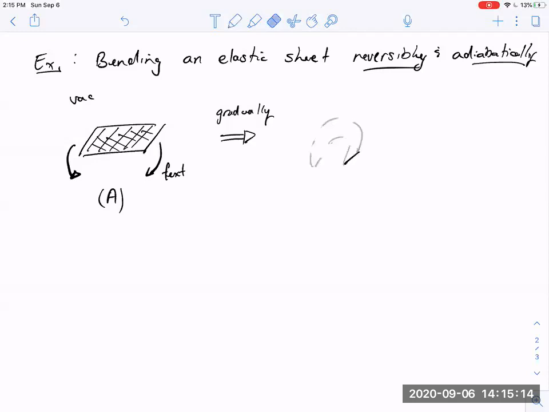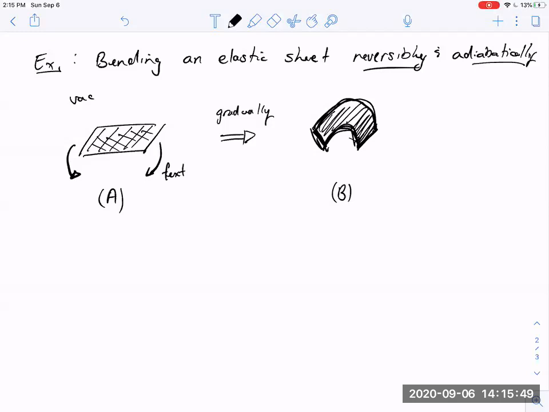Ooh, that's a terribly bent sheet. It's a little bit better. Such that it now has some net curvature. This would be some state B. We'll explore the idea of reversibility a little bit more in the last half of this lecture. In this case, what do we really mean by reversible?